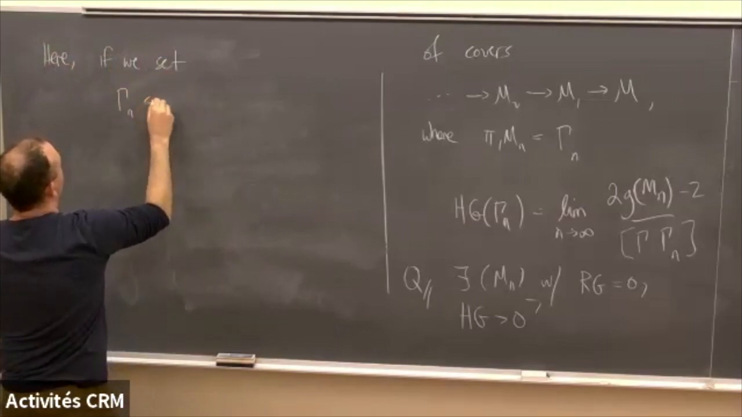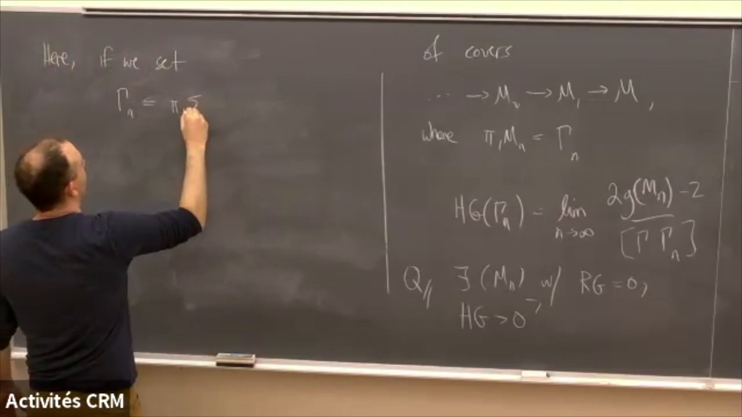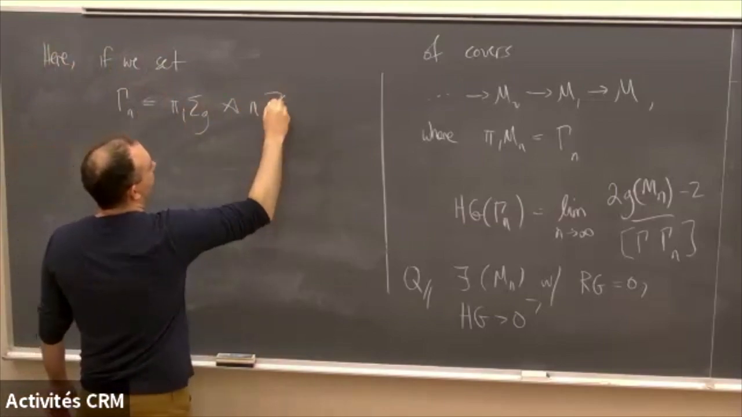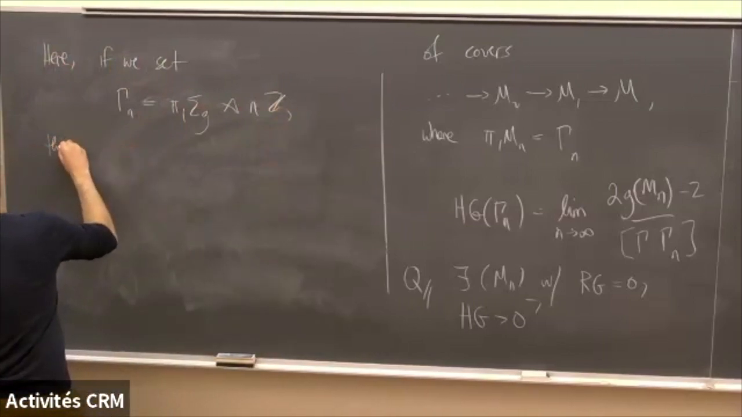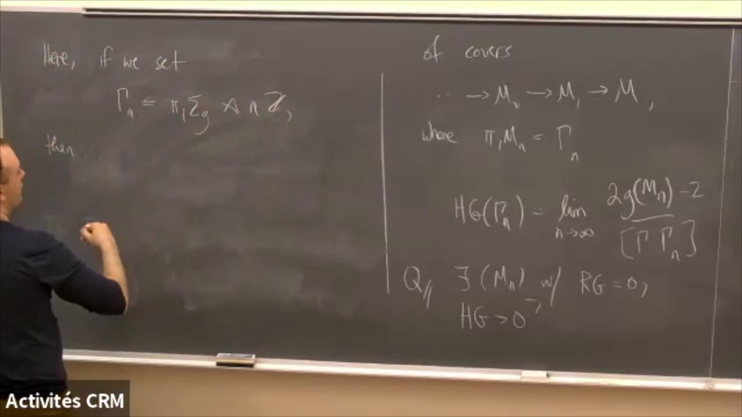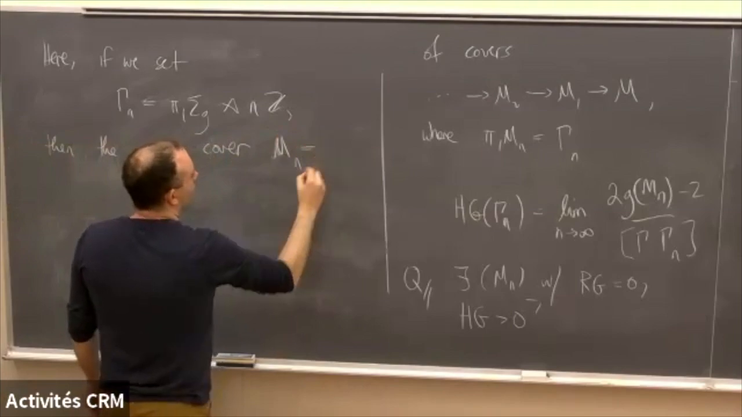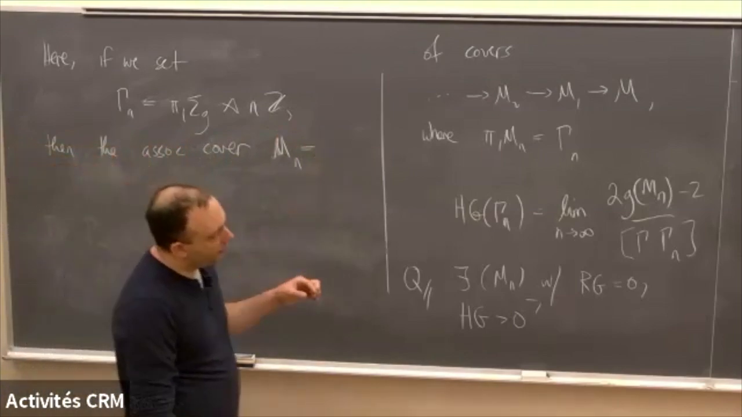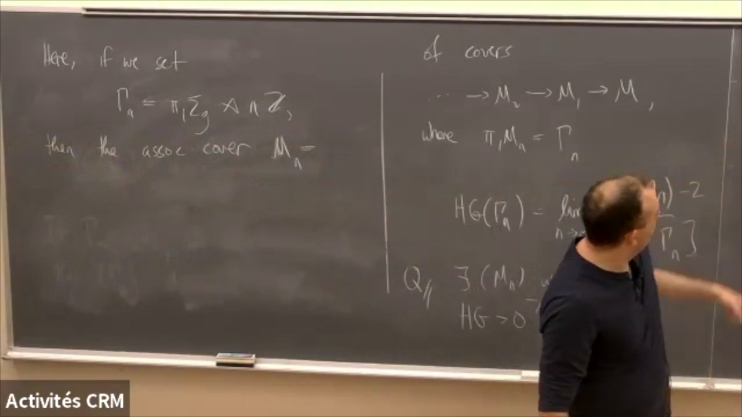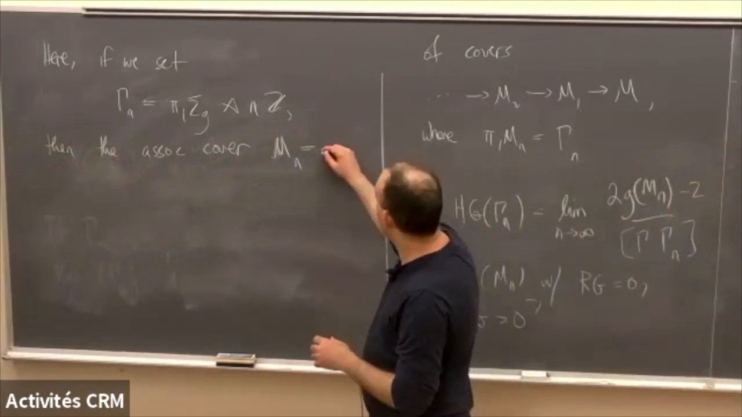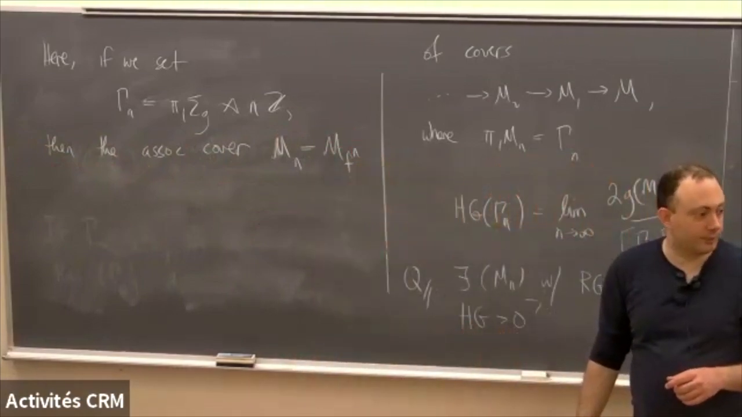Gamma_n inside of pi_1 of M_f to be pi_1 of Sigma_g semi-direct nZ, then the associated cover M_n, well, this is then also going to be a mapping torus of a Sigma_g surface, but now where the homeomorphism that you use is f to the n.